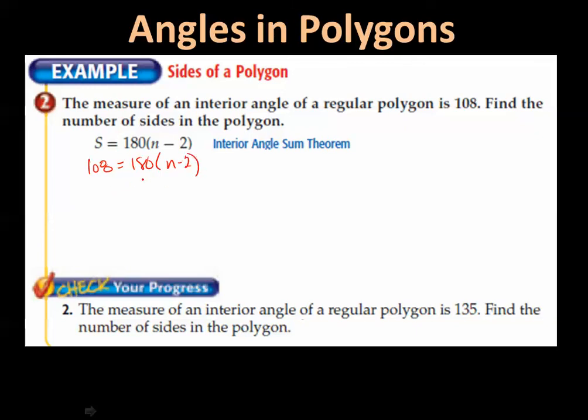And then you can do one of two things. You can divide both sides right now by 180, or you can go ahead and distribute your 180. The way I've always done it is to go ahead and distribute, and that's what you're going to get. Then add 360 to both sides. So I get 864 equals 180n. Then I divide both sides by 180.